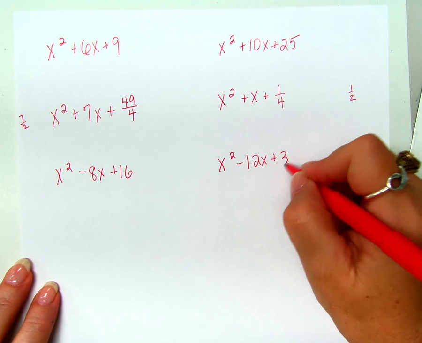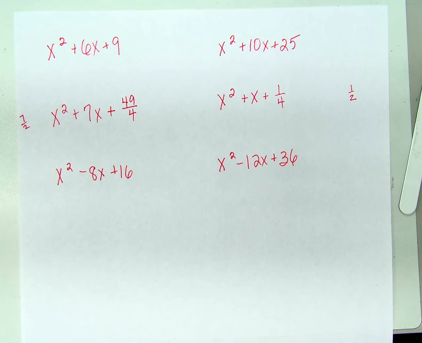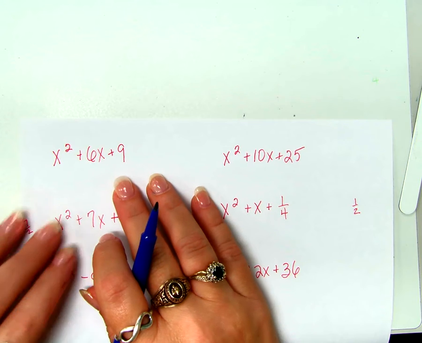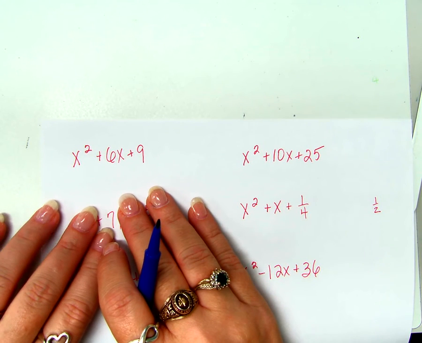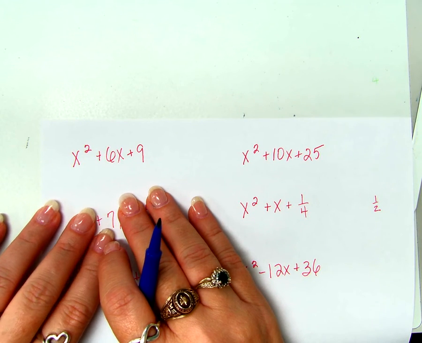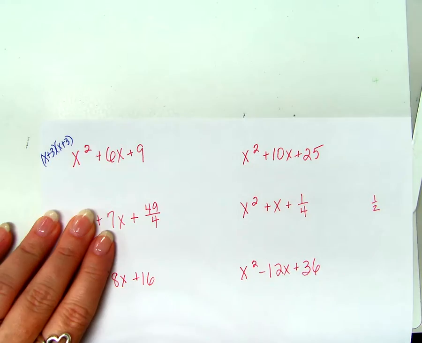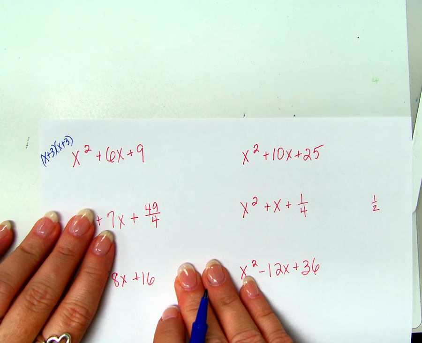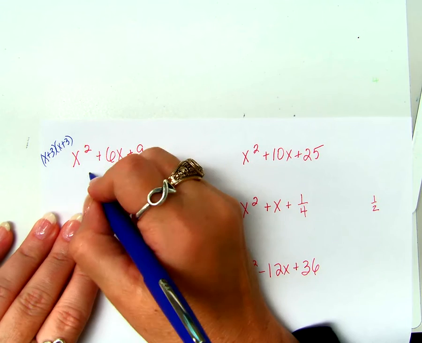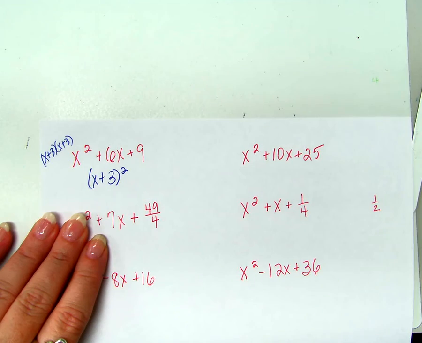Plus 36. Good. So right here we have 6 perfect square trinomials. Okay? Now I need to teach you a new step from these perfect square trinomials. I need to factor them. So start back at the first one up here. How do I factor this one? 3 and 3, right? X plus 3, x plus 3. Man, there has to be a shorter way to write that. That's so long to write. Oh, okay. X plus 3 squared.